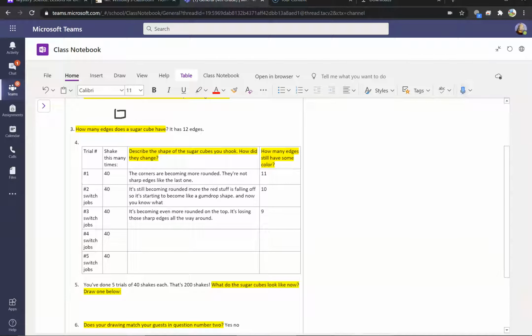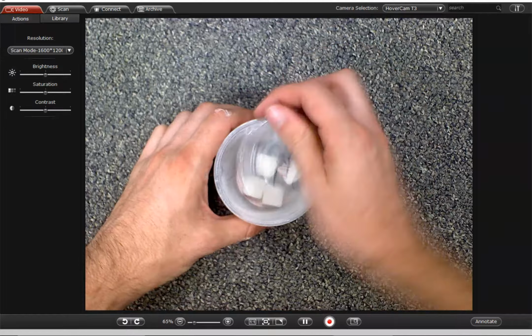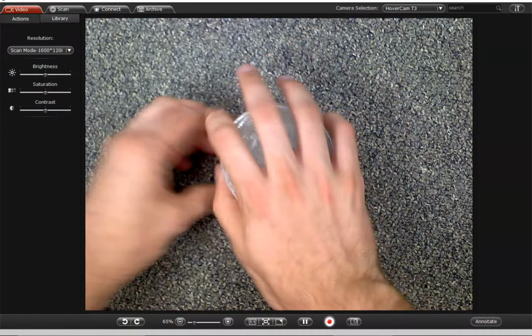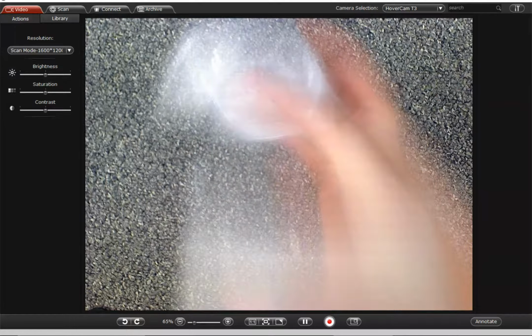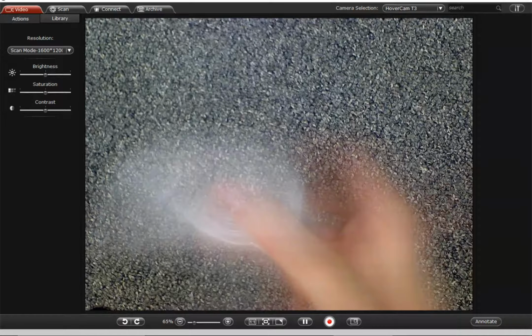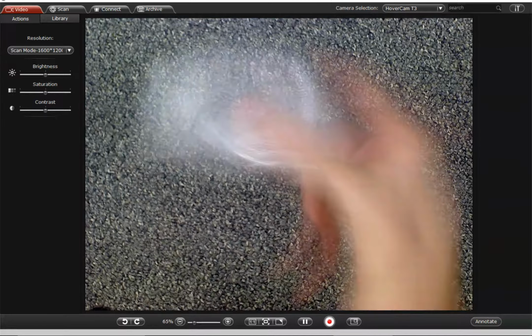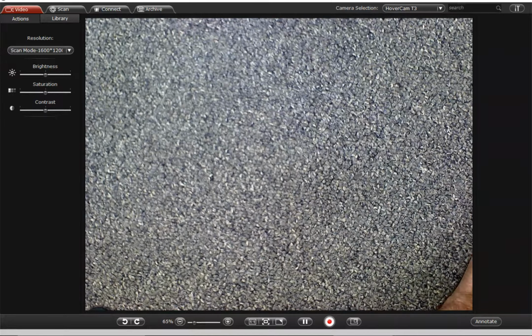And we have 2 more shakes of 40, so let's get it started with our next one. We ready? 1, 2, 3, 4, 5, 6, 7, 8, 9, 10, 11, 12, 13, 14, 15, 16, 17, 18, 19, 20, 21, 22, 23, 24, 25, 26, 27, 28, 29, 30, 31, 32, 33, 34, 35, 36, 37, 38, 39, 40. And let's check it out.